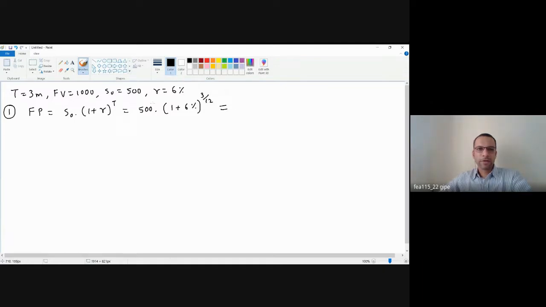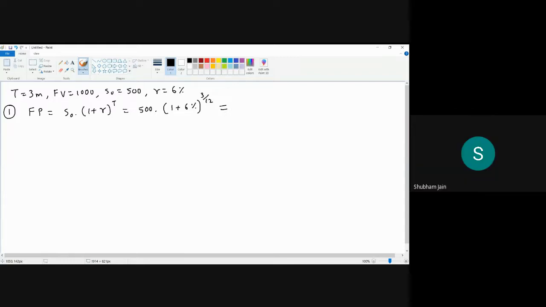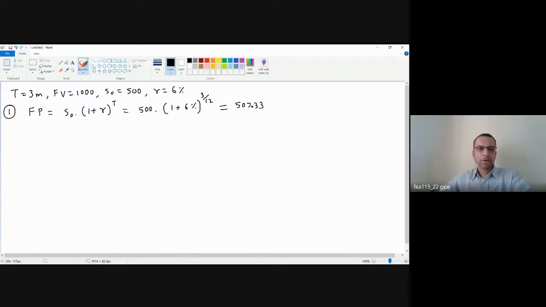Yeah. So can someone help me figure out this, please? Otherwise I'll do it in Excel, but can someone open Excel and solve this for me, so that we have a forward price? Sir, 507.33. Okay. So this becomes what I call the forward price.